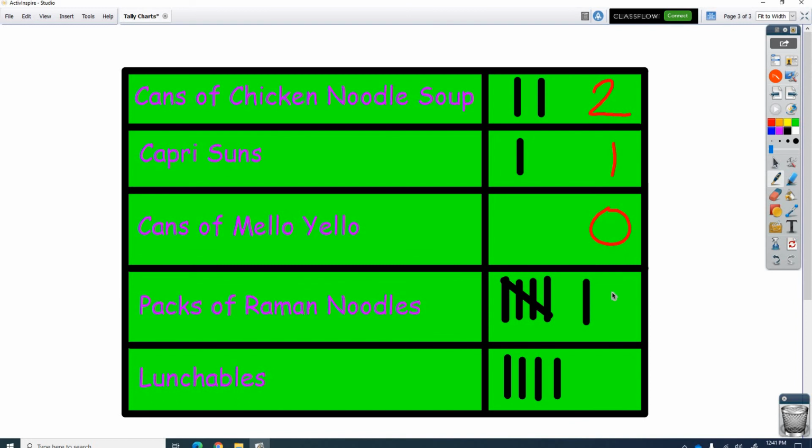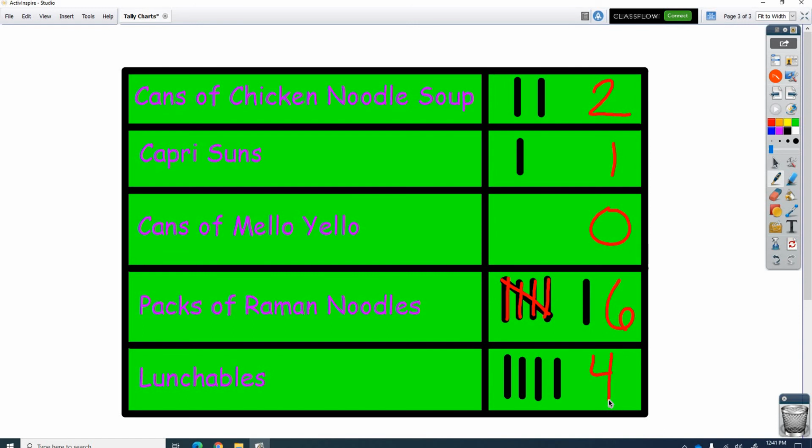Good, that one's 6. Because remember, when you have something that looks like this and it has the line across, that means 5. So 5 and 1 more is 6. All right, and then how many Lunchables were in the fridge? Yep, 4. Very good. All right, I'm going to ask you some questions about this tally chart. My first question is, which grocery item do I have the most of?